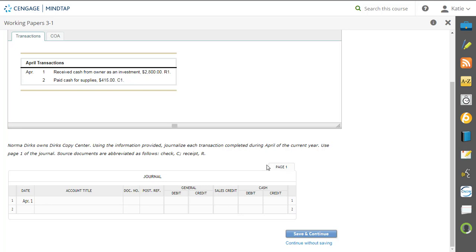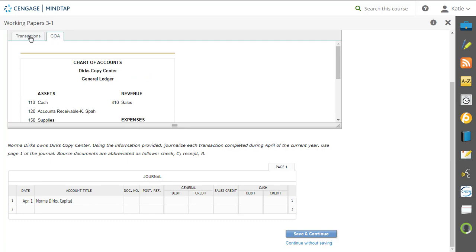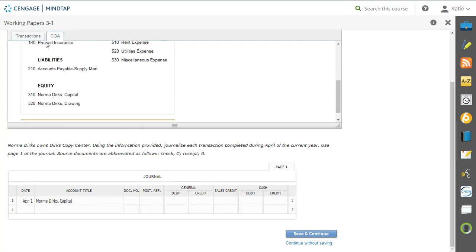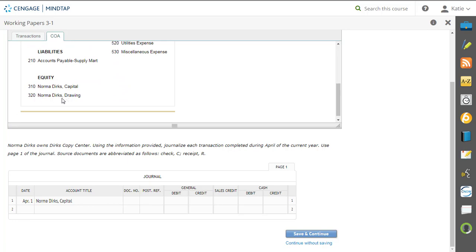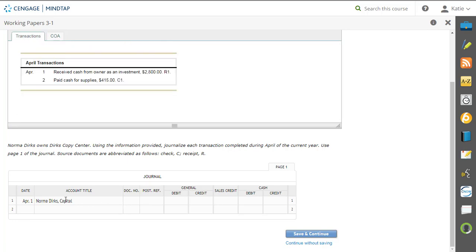So in my account title section, I'm going to write Norma Dirks Capital. And again, if you don't know how to spell it, on the very top, if you switch over to your chart of accounts, it'll be listed right there where it says Norma Dirks Capital. Now, the next thing is moving across to my journal where it says doc number. Do you see right here my source document is R1? So I'm going to put in R1.